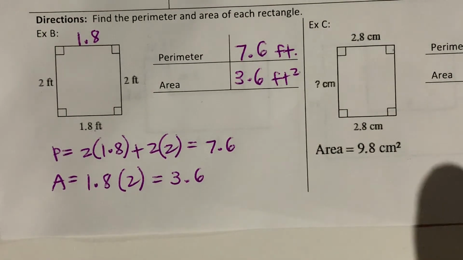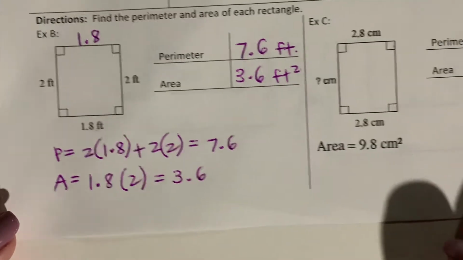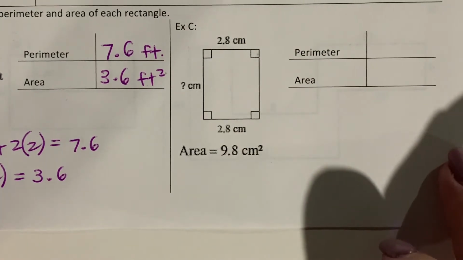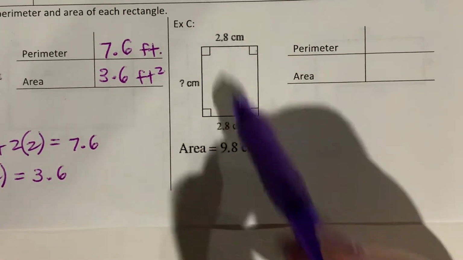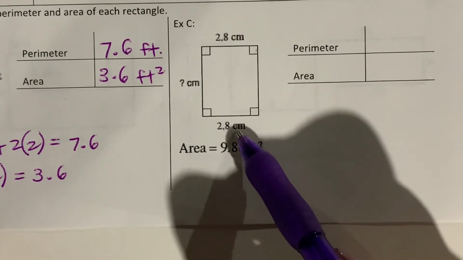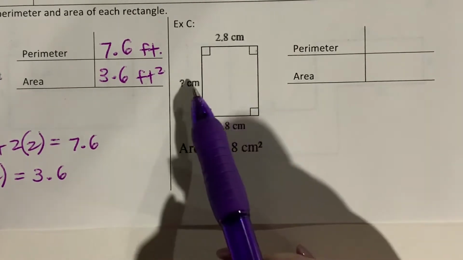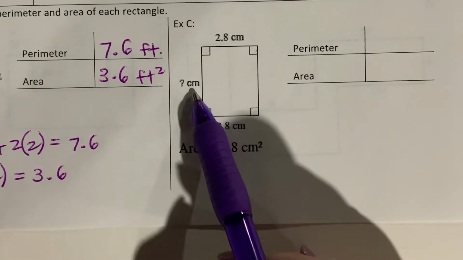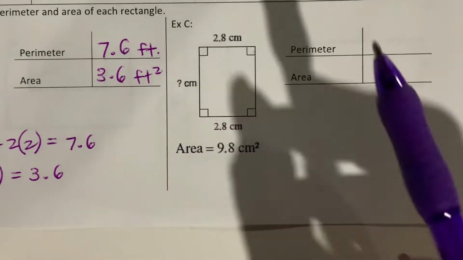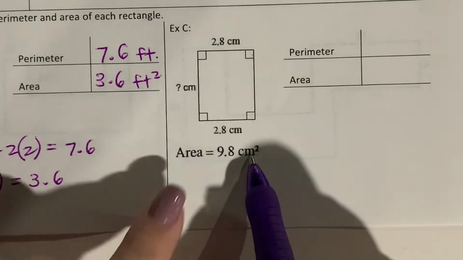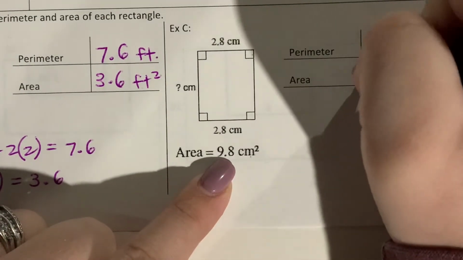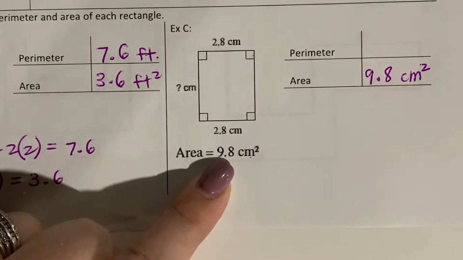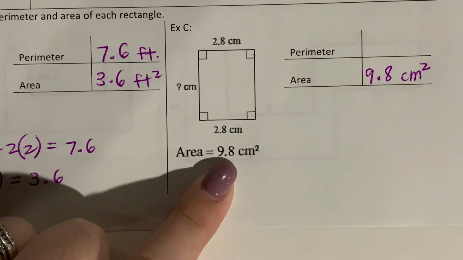Let's look at example C before you try some on your own. So for example C, I'm given a little bit different information. So I'm given the top and bottom here, so I know my base is 2.8. However, I don't know the other dimension. It's a question mark. So I'm going to have to find out what this other dimension is. And I'm given the area. So right away, I can actually fill in my area. My area is 9.8 square centimeters, because area is always units squared.